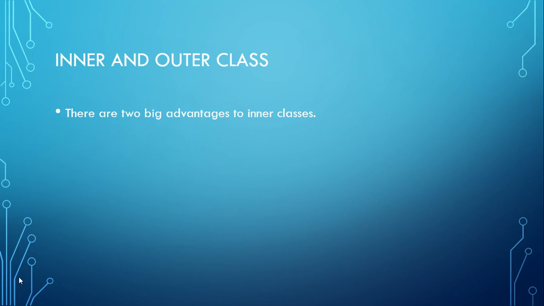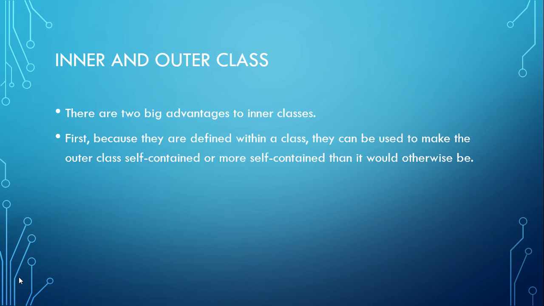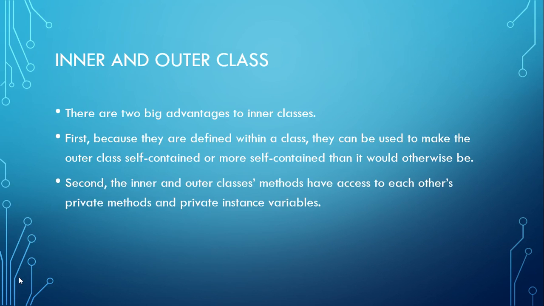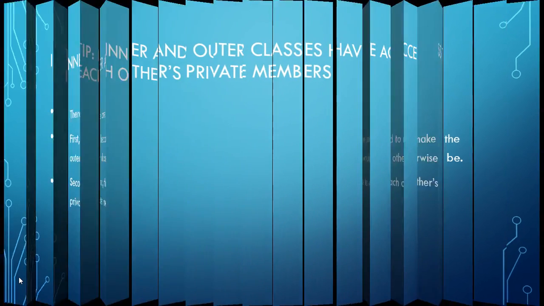So there are two big advantages for us using inner classes versus, let's say, creating their own independent classes. First, because they're defined within a class, they can be used to make the outer class self-contained, or relatively more self-contained than it otherwise would be. You don't have to have a different set of classes, because it's all within that class. Second, the inner and outer classes' methods have access to each other's private methods and private instance variables. So this can be advantageous if you need to access those without worrying about juggling different objects.